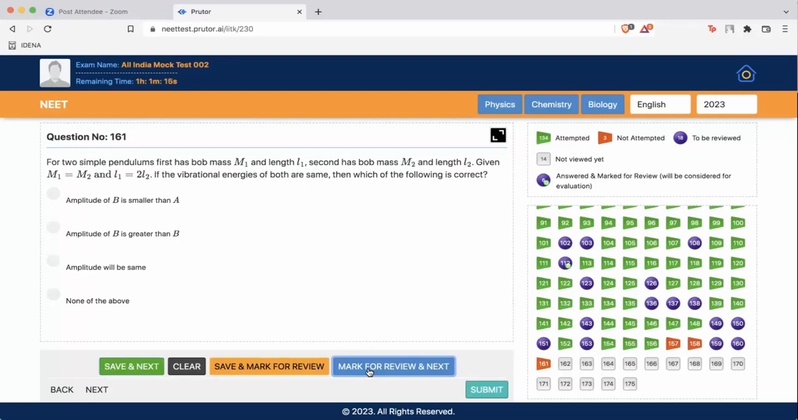We're given mass M1 with length L1 and mass M2 with length L2. Given M1 is equal to M2, and the vibration is the same for both, which of the following is correct? If L1 is longer than L2, with the same amplitude, well, the amplitude is basically the displacement from the center, right? If it has the shorter length, then it has a greater amplitude. So here, we're given that the first case, A, has a greater length. You can say that amplitude B is greater than that. Oh wait, yeah, amplitude B.